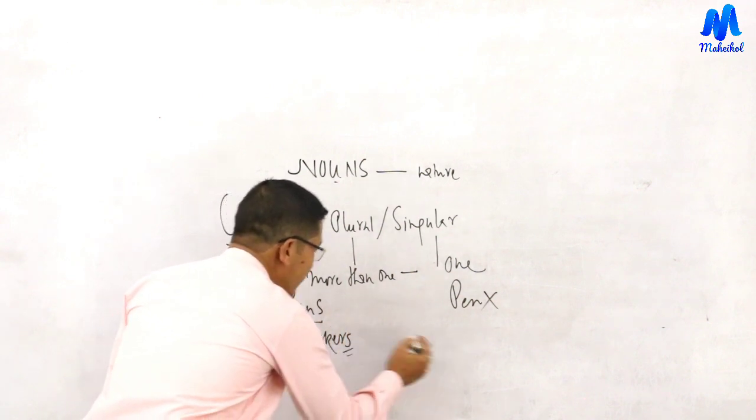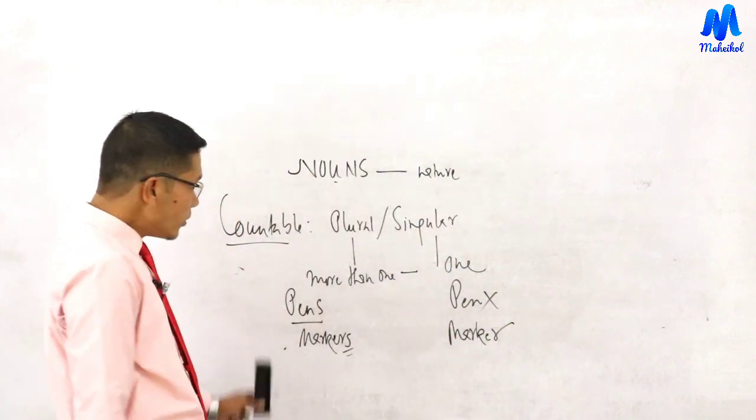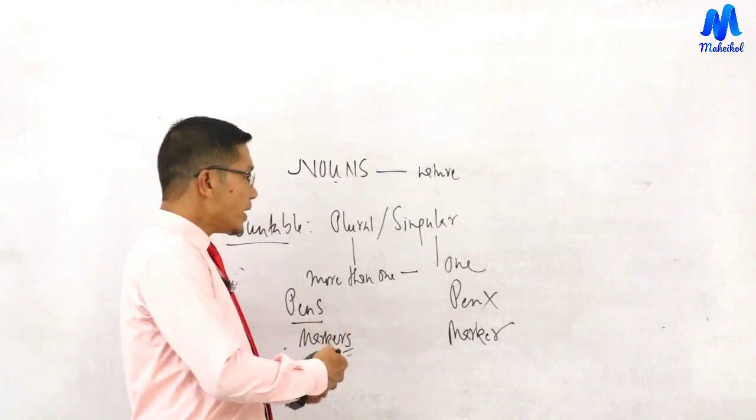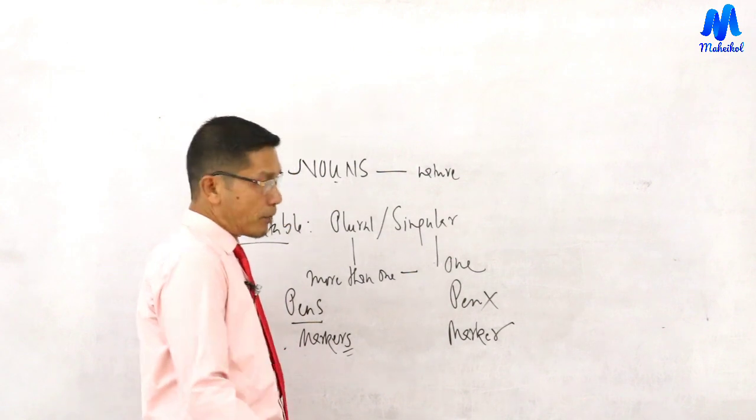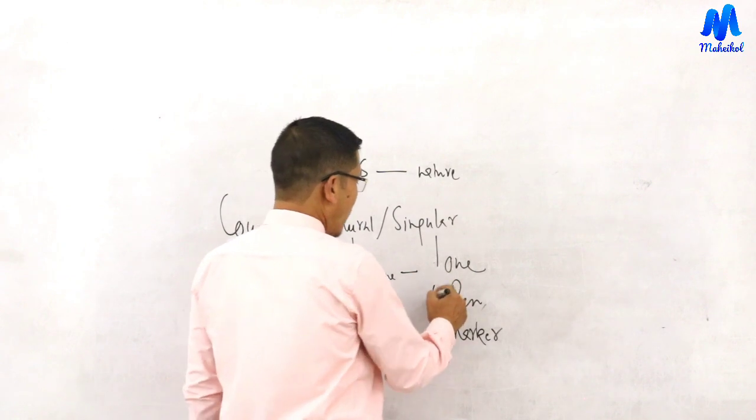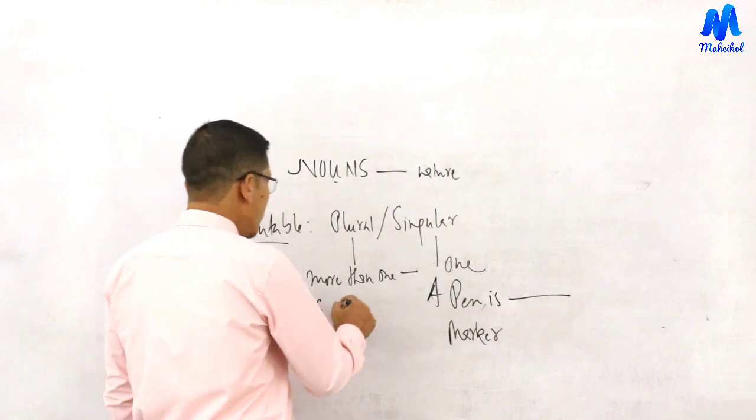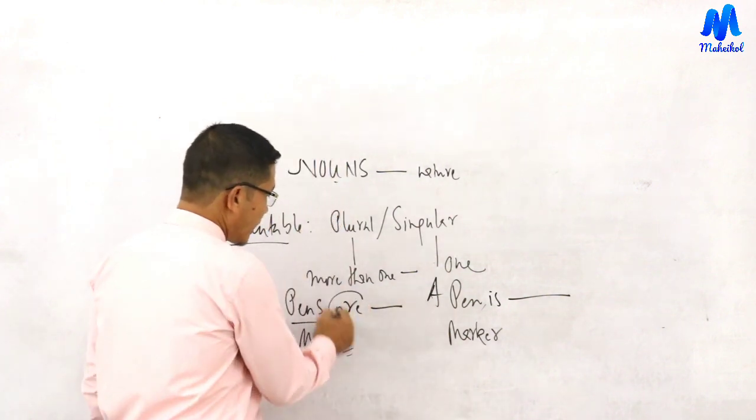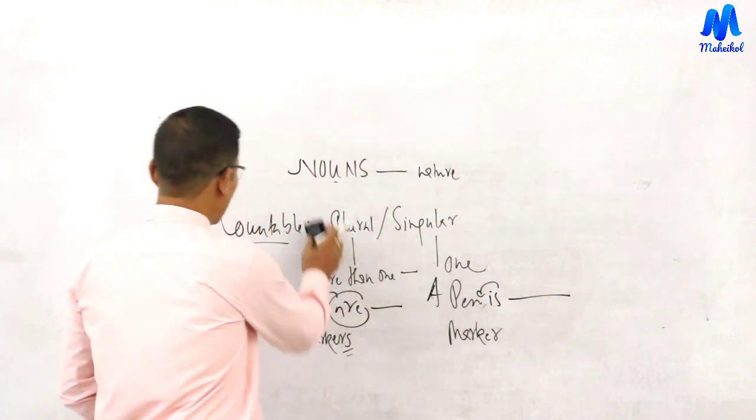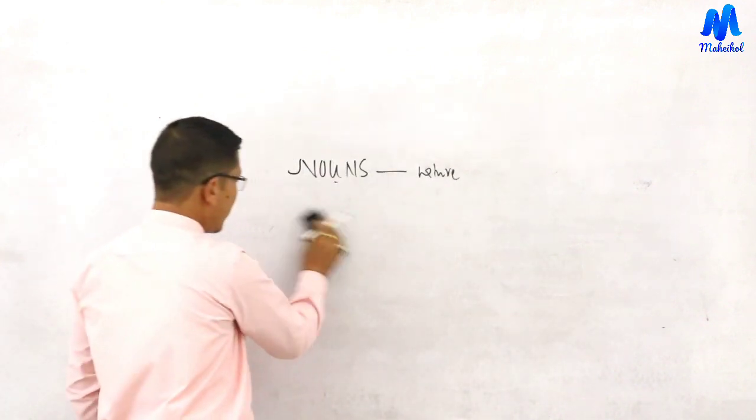Countable nouns, plurality and singularity, we look at what follows after them. The auxiliary verb or other verb changes. A pen is on the table, and the two pens are on the table. Is changes to are because it is plural.